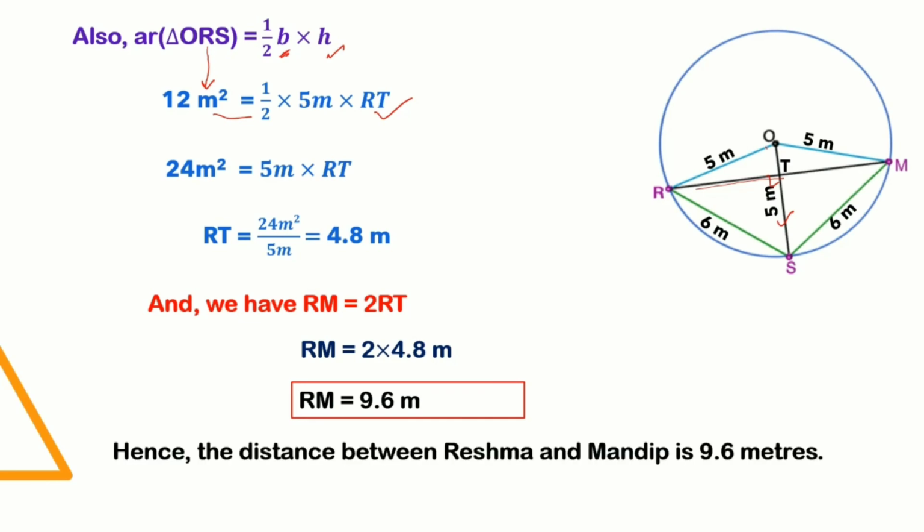So this is how we found the distance between Reshma and Mandeep by using the properties of kite. That's all for today. I hope you have understood the question as well as the solution.